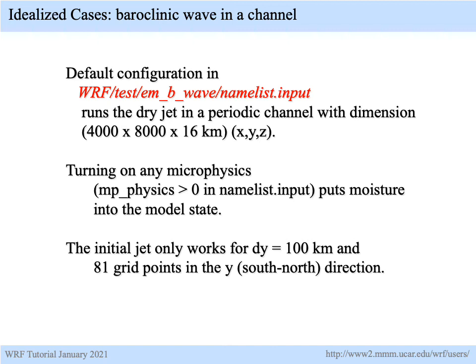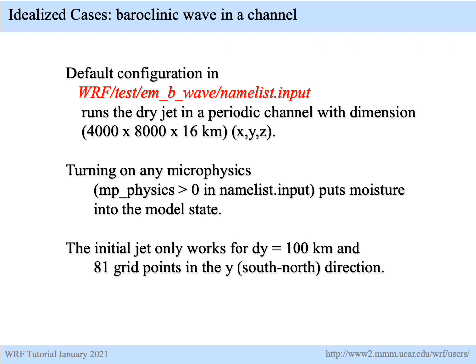And you turn on moisture by setting any of the microphysics options in WRF. The initialization will see that a microphysics was on, and it will initialize the water vapor that then will be lifted as the baroclinic wave develops and the fronts form and produce the clouds and precipitation fields that you saw in the previous figure. As noted, the initial jet structure is part of the release, provided in a binary file, and it only works for 81 grid points in the north-south direction and with a horizontal mesh spacing in that north-south direction of 100 kilometers.